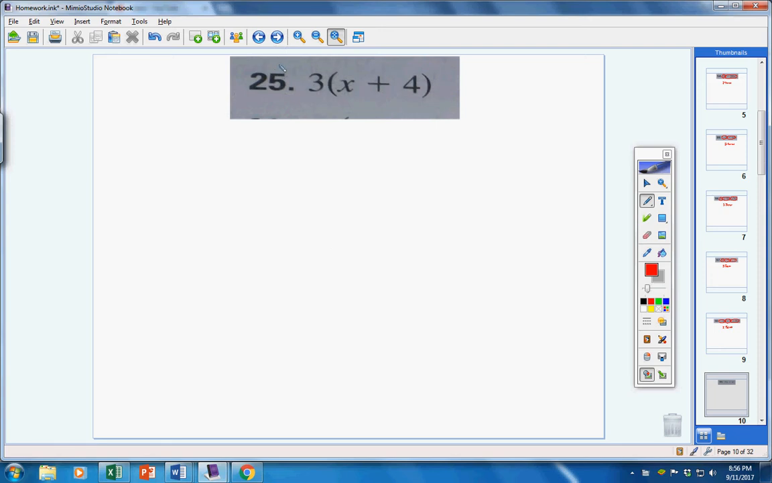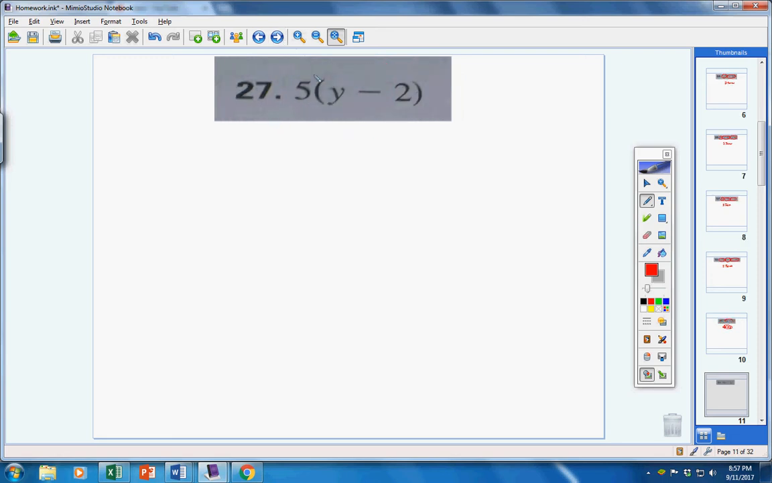The directions say for numbers 25 through 47, use the distributive property to rewrite the expression, or in other words, to simplify. So here we go. Take your 3, multiply it through. Positive times a positive is positive. 3 times x is 3x. Positive times a positive is positive. And 3 times 4 is 12. If you don't want to put this here, you don't have to. It's up to you. And there's your answer. 3x, positive 12. 2 terms.